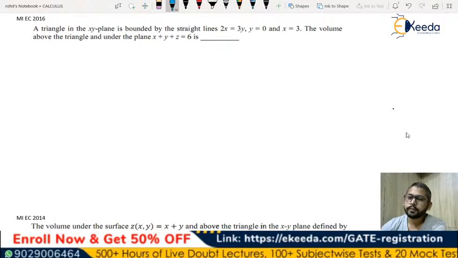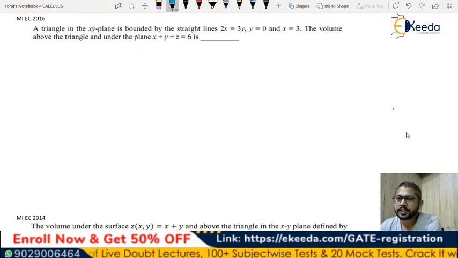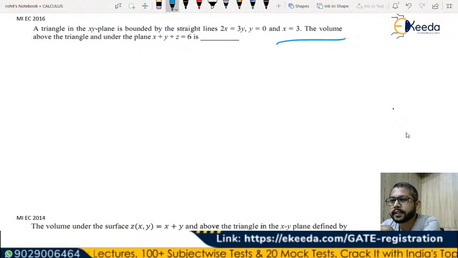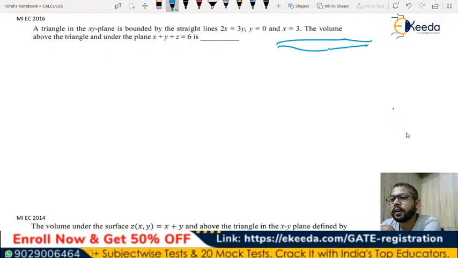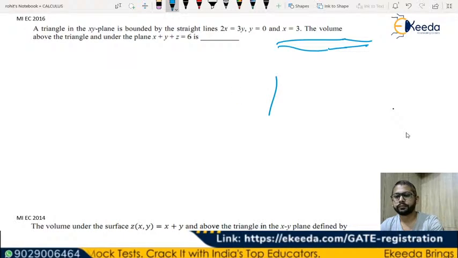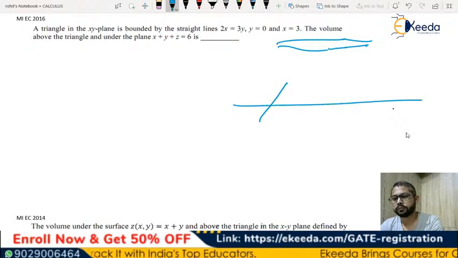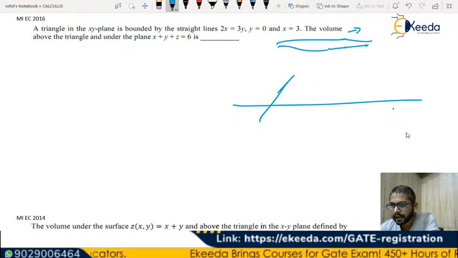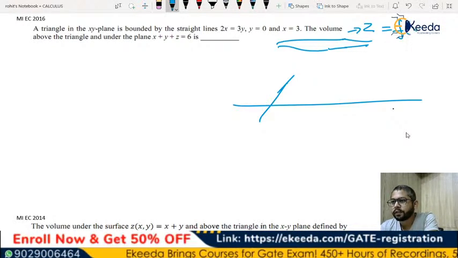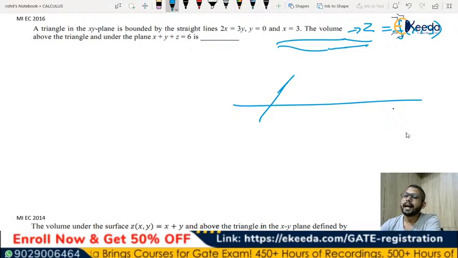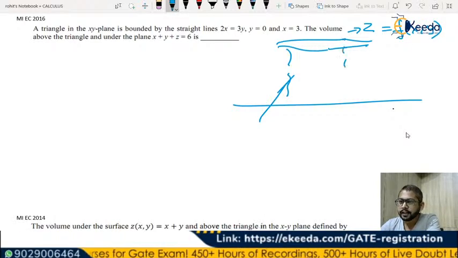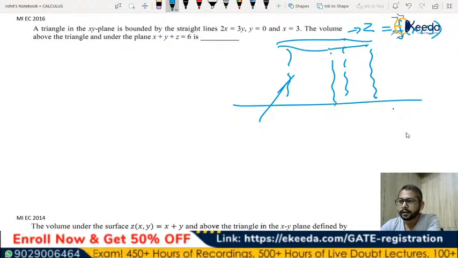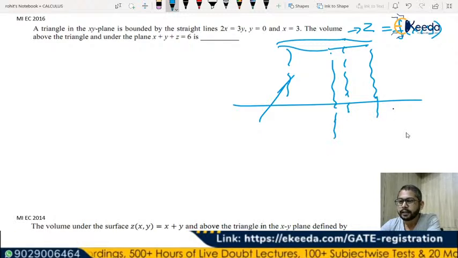Before moving to this question, I'll tell you something. For a surface, let's say this is the xy plane and this is a surface. This surface can be written as z equal to a function of x and y, right? And in that case, maybe this is projecting a certain region on the xy plane, right? It must be projecting a certain region in the xy plane.